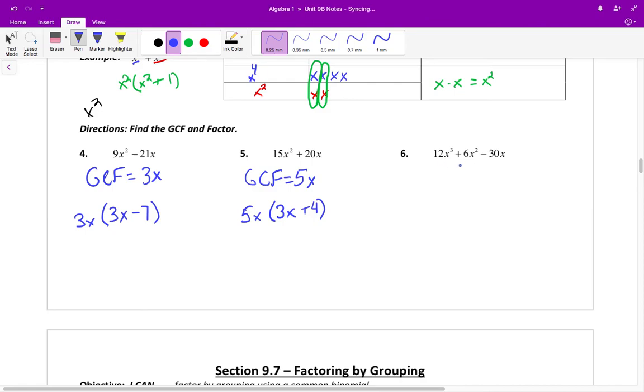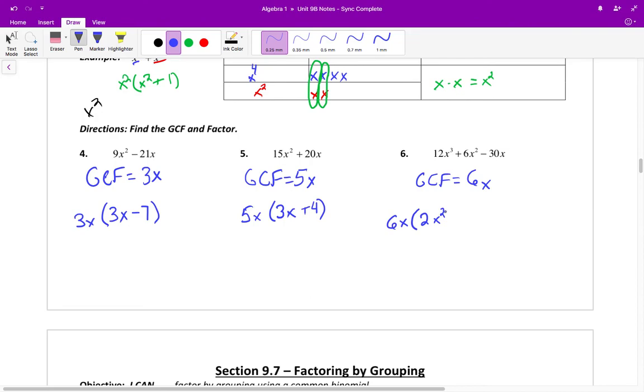Alright, number 6. Now we've got 3 terms. It turns out you do the exact same thing. So you look for the biggest number and variable you can divide all of those by. Well, for number 6, the biggest number you can divide them all by is a 6. And they all have at least one x, so we'll be able to divide out an x as well. So you'll put the 6x in front of the parentheses. 12 divided by 6 is 2. If you've got 3 x's, take away 1, but still have 2 x's, or x squared, left in the parentheses.